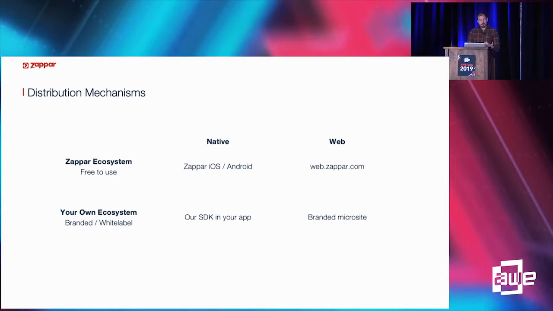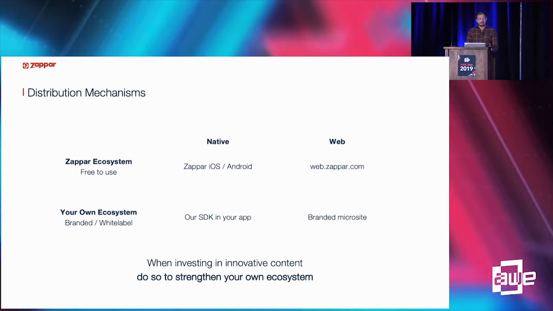And there's the option for a branded microsite that can be integrated into your existing online user experience. So if you're a brand that's working with your own ecosystem, we recommend that when you invest in innovative content like AR, VR, and MR, do so to strengthen your own ecosystem rather than that of a social network or another app. That's why it's really valuable for brands to have that white label option. And for people that don't have an ecosystem, they can always use the Zappar ecosystem for free.